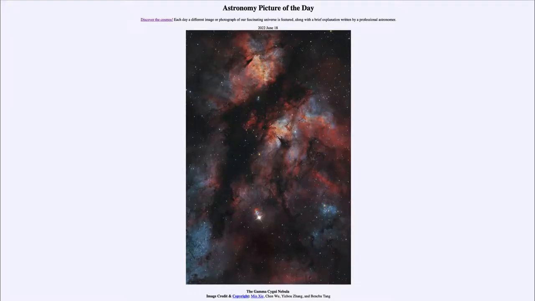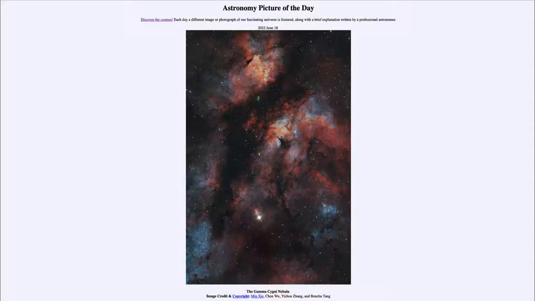One of the things that I like to do in each of my introductory astronomy classes is to begin the class with the astronomy picture of the day from the NASA website, apod.nasa.gov/apod. And today's picture for June 18th of 2022 is titled the Gamma Cygni Nebula. So what do we see here?